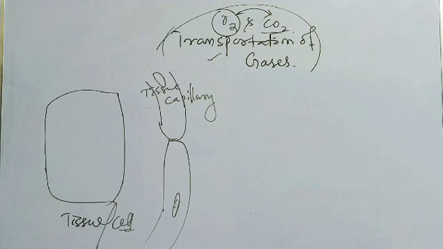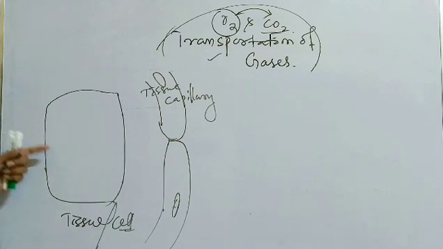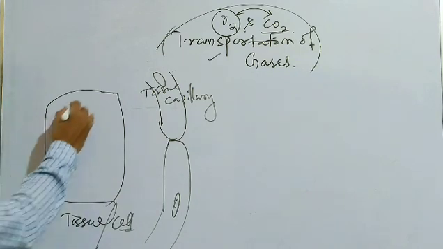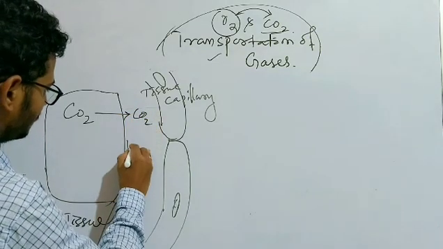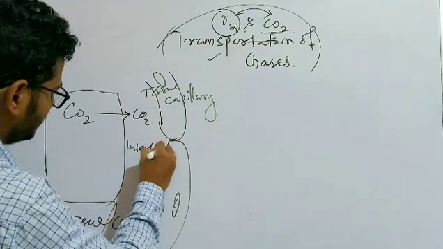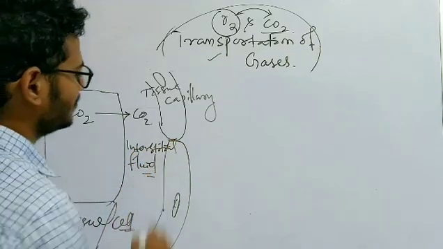This one is the cell. So we know that in the tissue or cell, the amount of carbon dioxide is more. So here the carbon dioxide is more, so it will pass to the interstitial fluid. This is the interstitial fluid. Interstitial fluid means what?